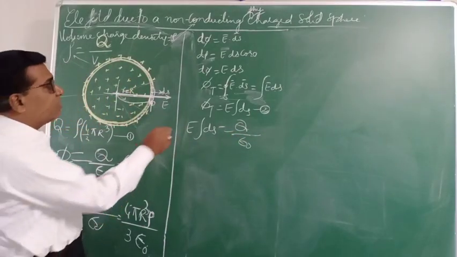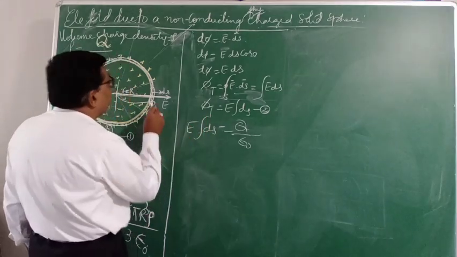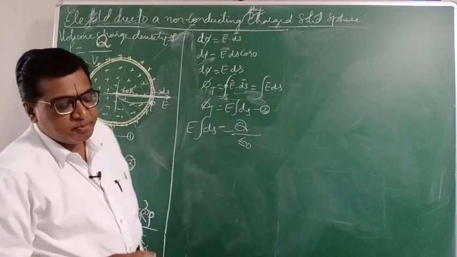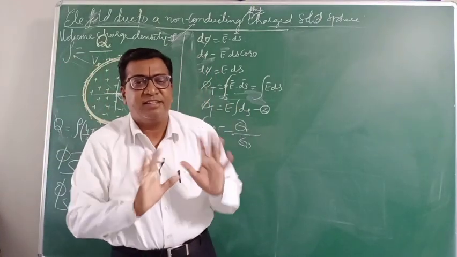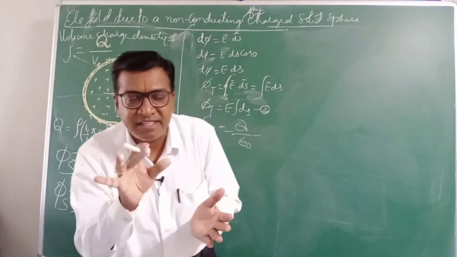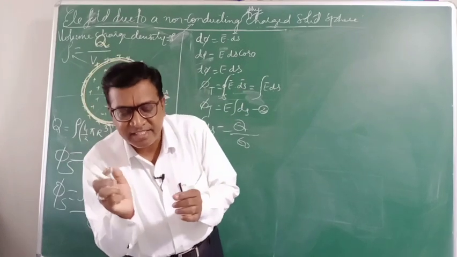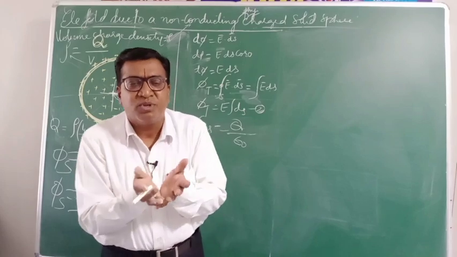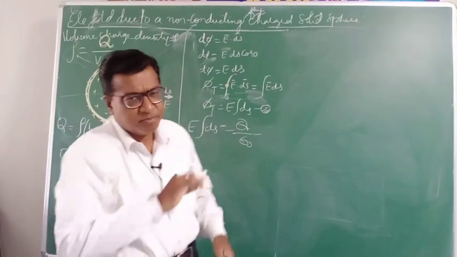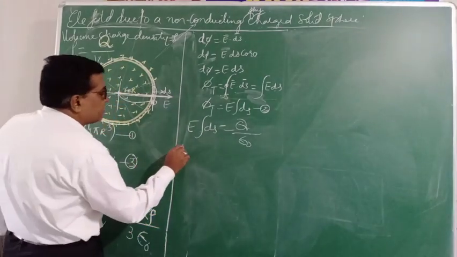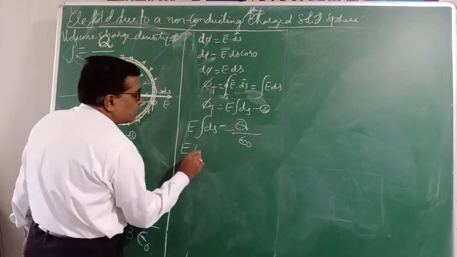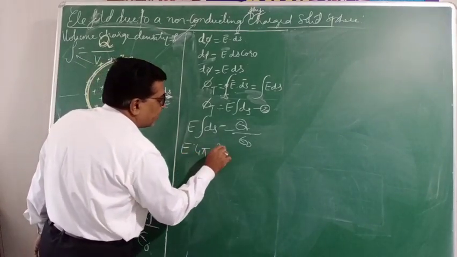Now what is the integral of ds? If I imagine such area elements throughout the surface of the sphere, like a football with white and black patches, each patch is an area element. Considering the area of all the patches, it is the total area of the sphere. The Gaussian surface is at a distance r equal to capital R, so the total area is 4 pi capital R square.